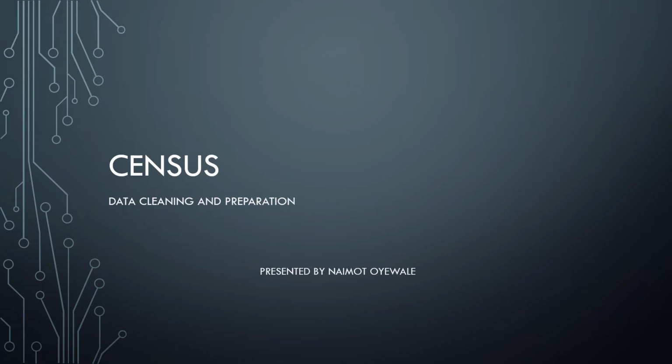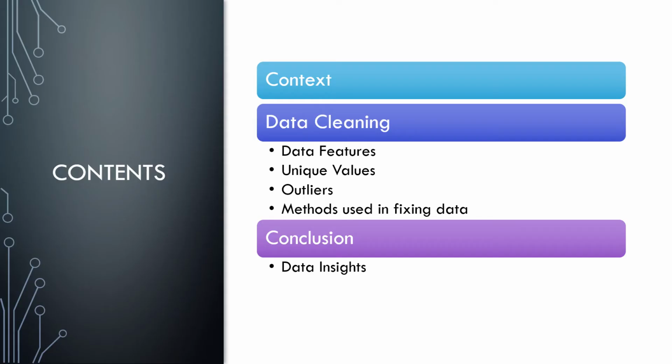Today I'll be talking about the census data, and it's going to be about data cleaning and preparation. So here I have my content, which are the context, the data cleaning, which involves data features, unique values, outliers, and methods used in fixing data. Then my conclusion part, which is data insight. I'll be talking about all these one after the other in the next slides.